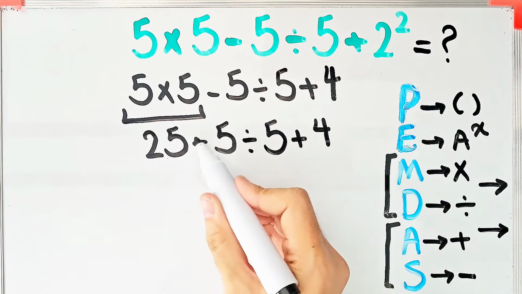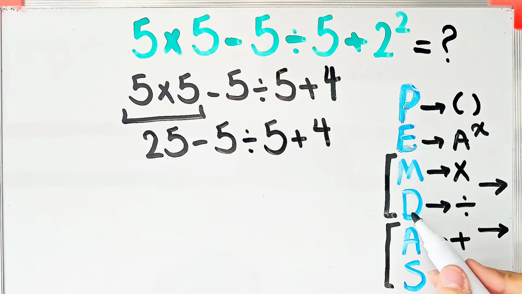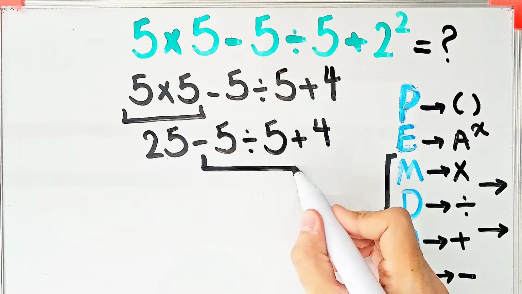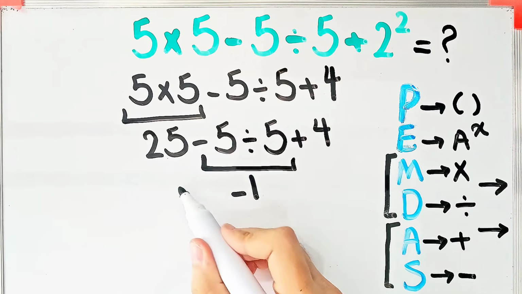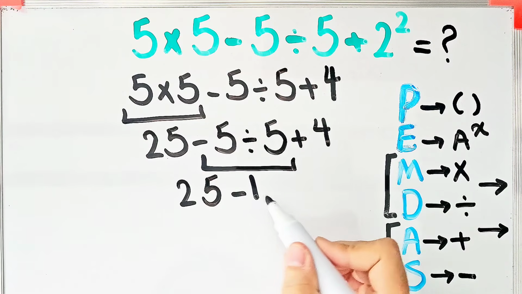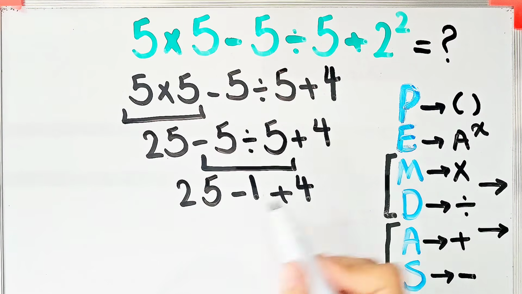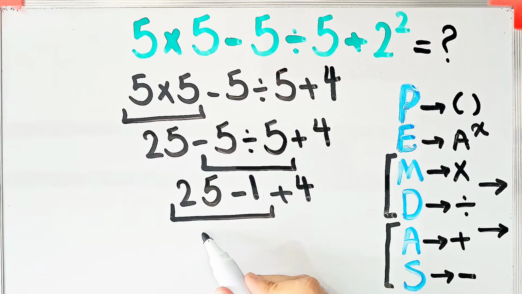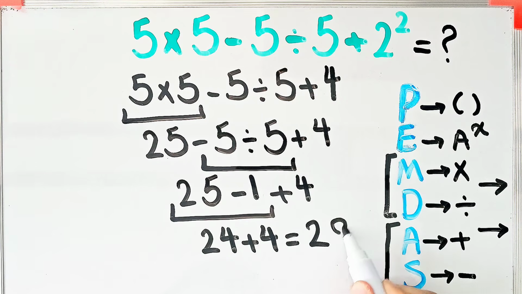Now we have subtraction, division, and addition. The division has higher priority than addition and subtraction. First, we do this division. 5 divided by 5 equals 1, so we have 25 minus 1 plus 4. 25 minus 1 equals 24, and 24 plus 4 equals 28. The final answer is 28.